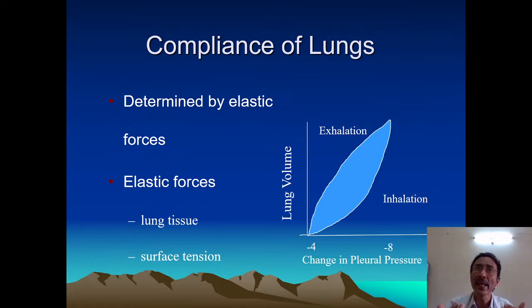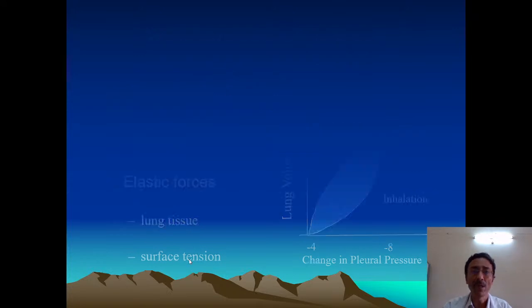Hence very little air enters. Once that is overcome, a small change in the pressure will cause a great increase in the lung volume. So this is the hysteresis loop. So what is the elastic force determined by? One, by the elastic tissue present in the lungs, and second is the surface tension.